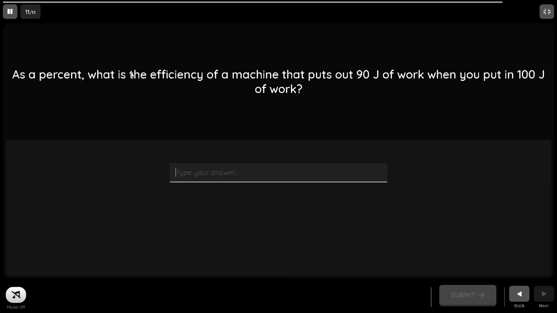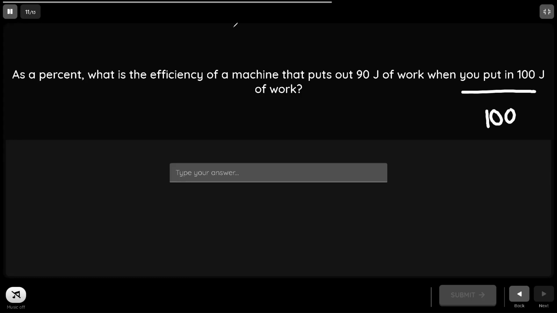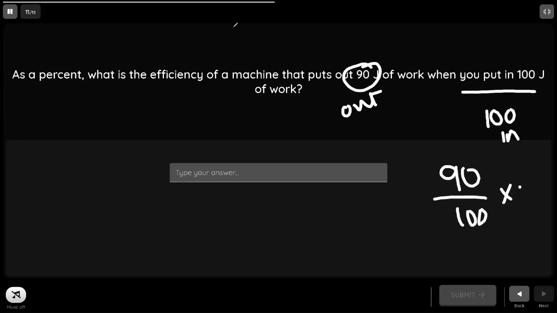Now, as a percent, what is the efficiency of a machine that puts out 90 joules when you put in 100 joules? So it is 90 over 100 multiplied by 100. The work in is 100 here, and the out is 90. So it will be 90 over 100 times 100%, which is 90%.